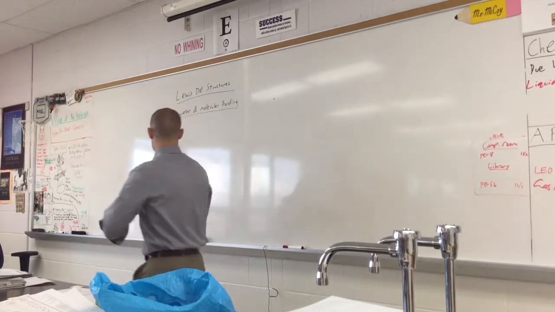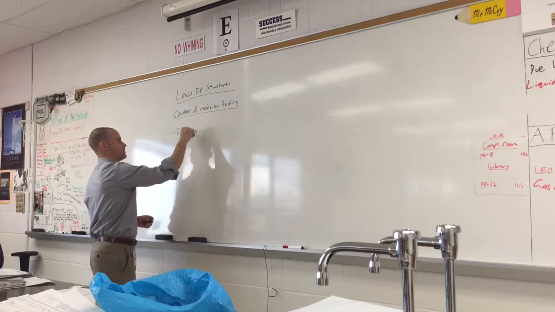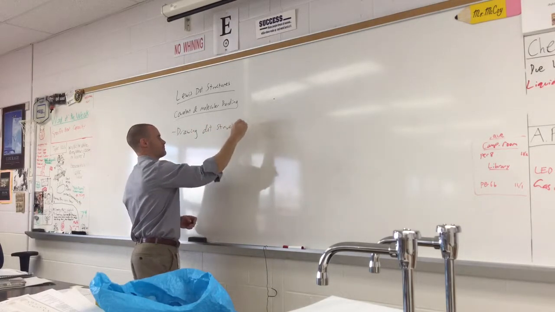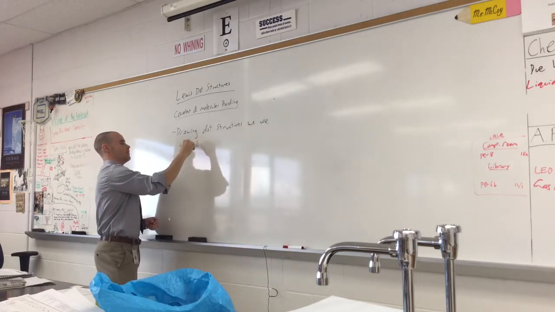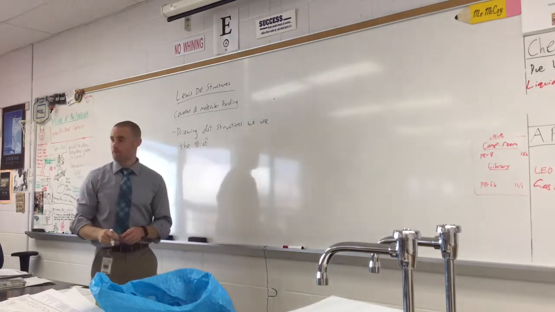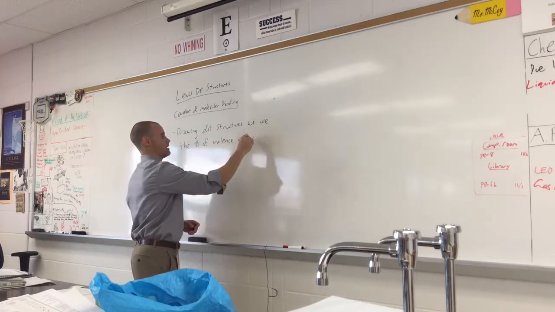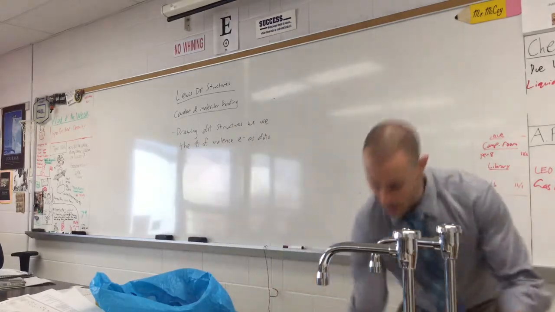So to draw dot structures, we need to know what? We use the number of valence electrons as dots.